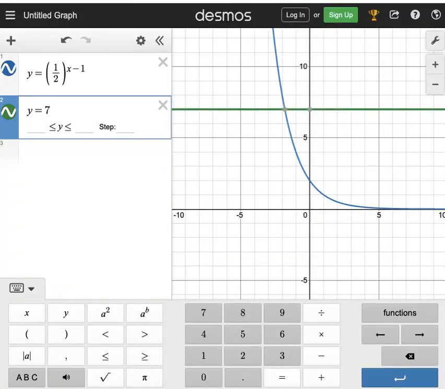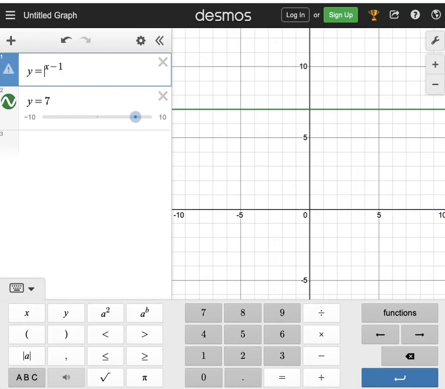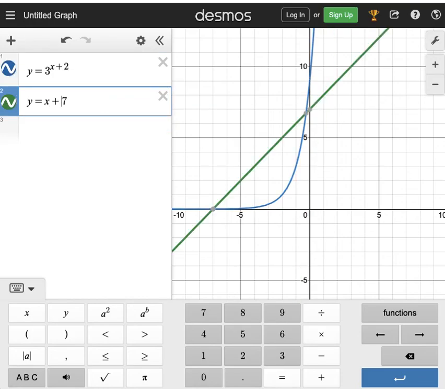So we'll go back to our Desmos graph and graph that. So we need a base of 3, and I can go all the way back and just put a base of 3 because I don't need my parentheses now without that fraction. And x plus 2.